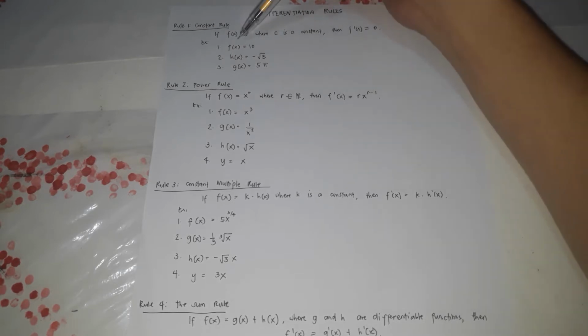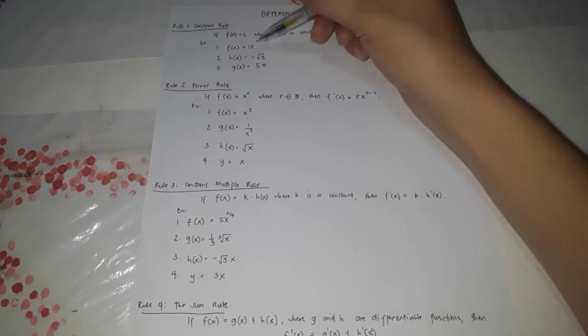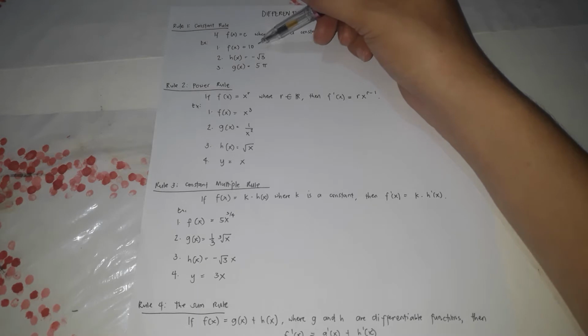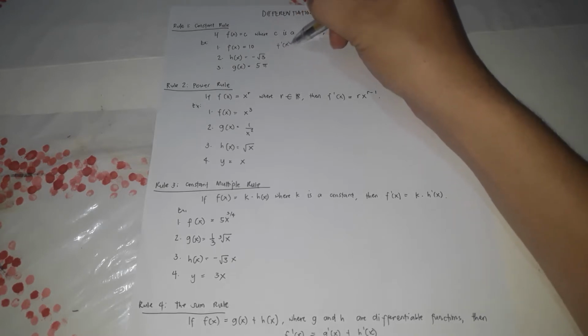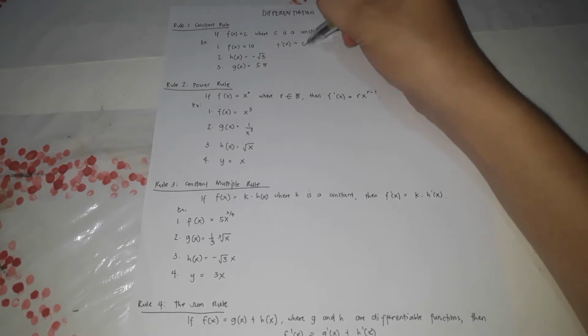For example, number 1, f of x is equal to 10. So kapag constant, it means that they are not variables. So ibig sabihin yan, may exact value sila always. If it is 10, it's always 10. If it is not a constant, usually there are variables, example x. So kapag x siya, pwede siyang value niya is 1, pwede rin ang value is 2. So for this one, kapag 10, it's always gonna be 10. So the derivative of f of x, because 10 is a constant, is 0.